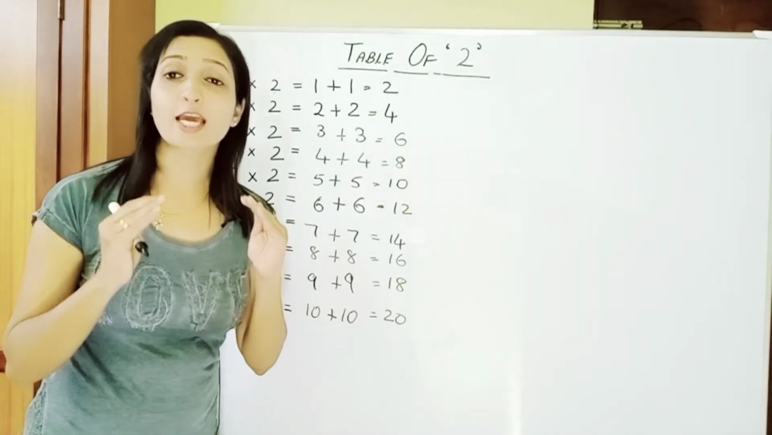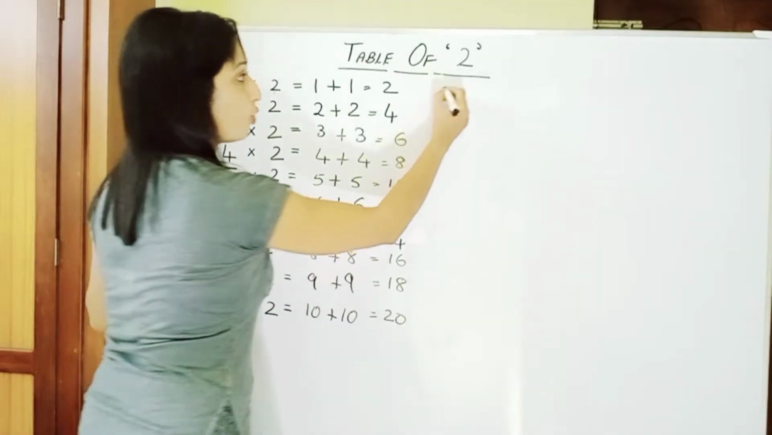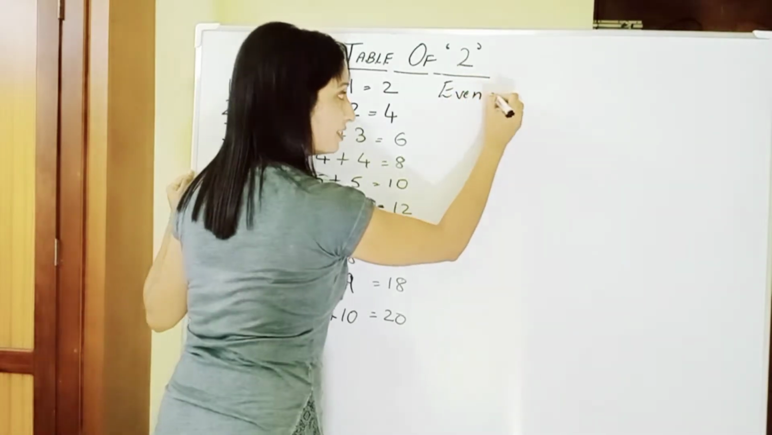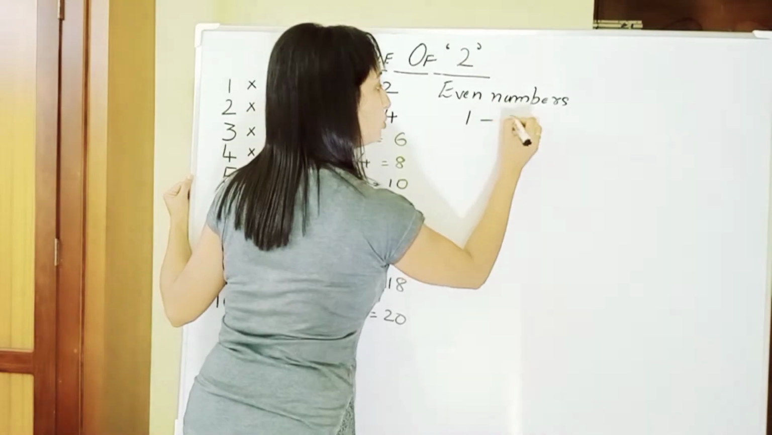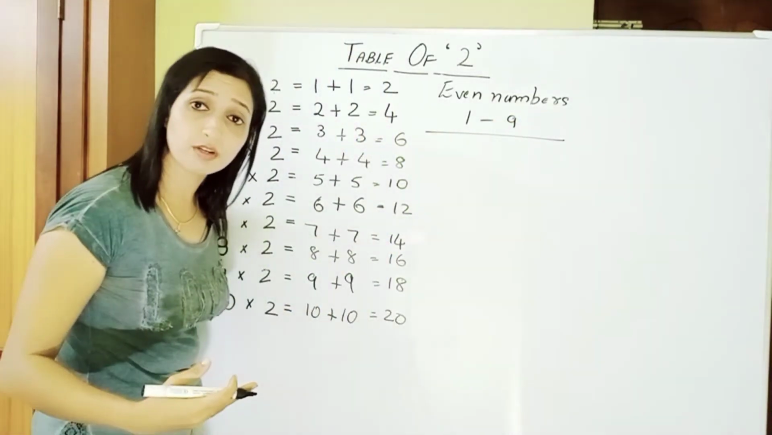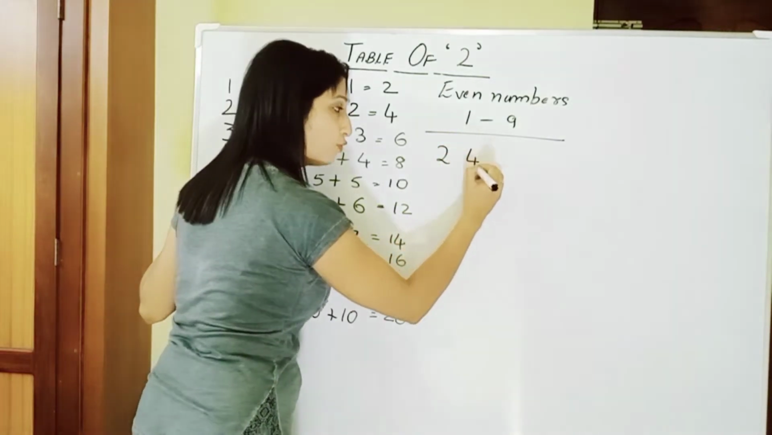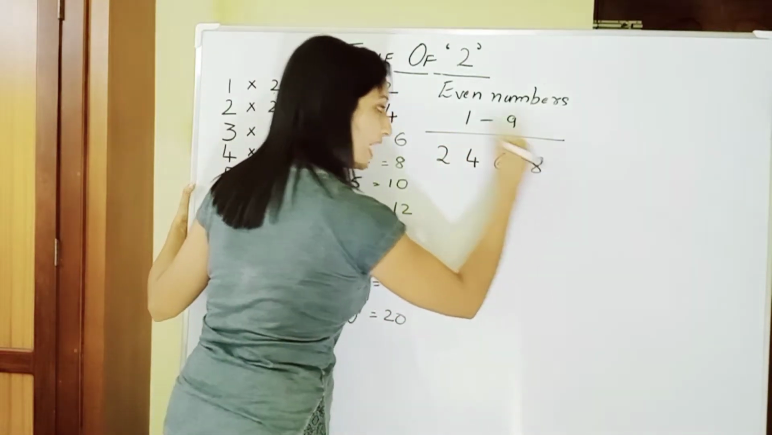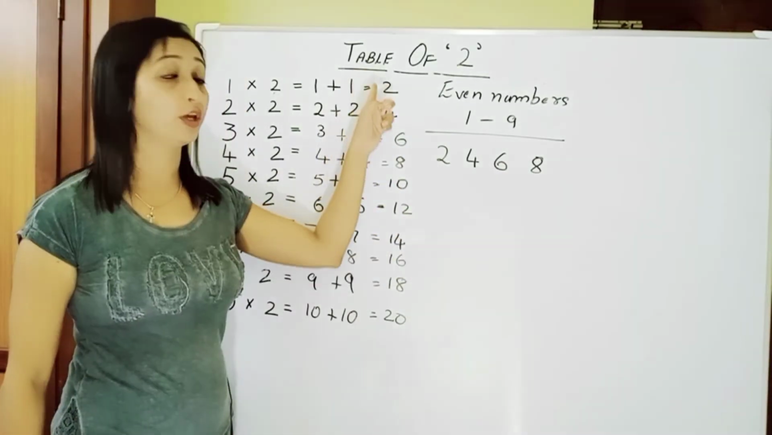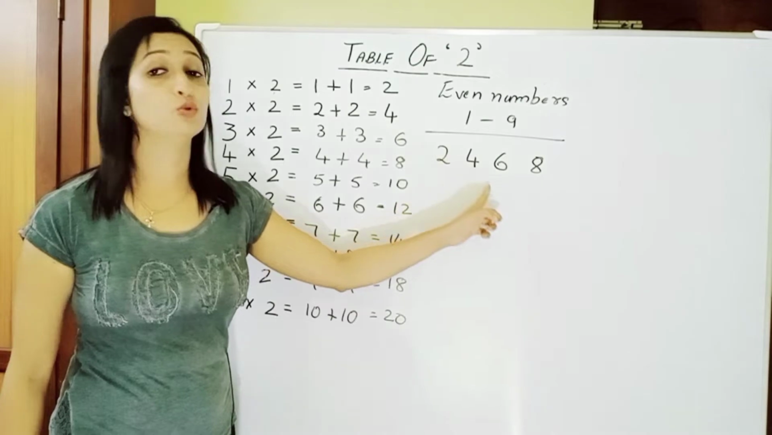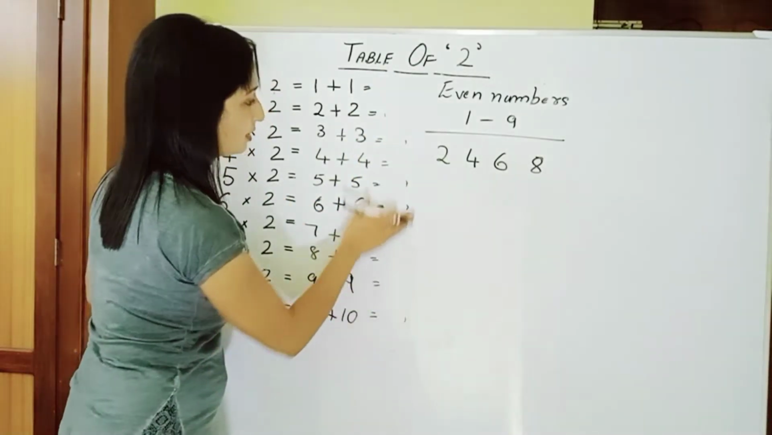So now let's go on to another easy method to learn the table of 2, which is by taking the even numbers from 1 to 9. So let us write all the even numbers from 1 to 9. Which are the even numbers from 1 to 9? It is 2, 4, 6, 8. We have just 4 even numbers. Now I'm going to fill up the table of 2 using these even numbers.